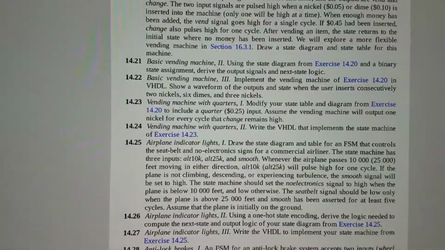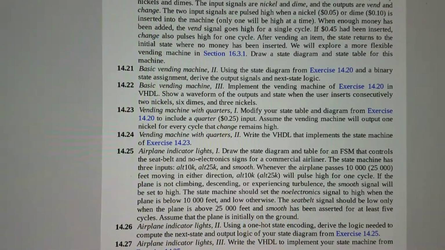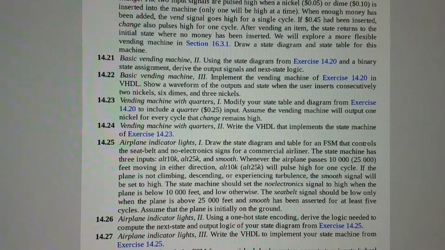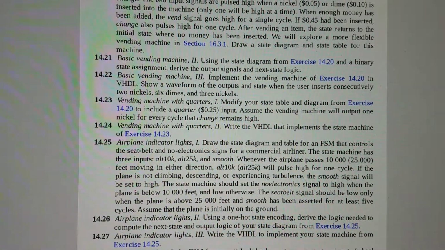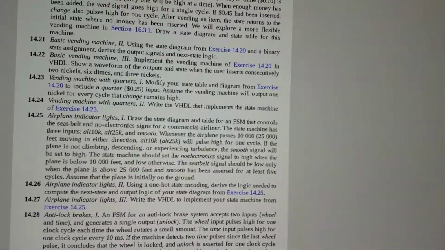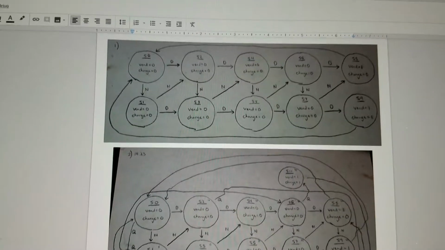Okay, for the next problem, we are to design a vending machine with quarters. The only difference is basically inputting the quarters and then having the extra states that will output 1 nickel for every cycle that the change remains high. So going to our state diagram, again, pretty much the same as above.